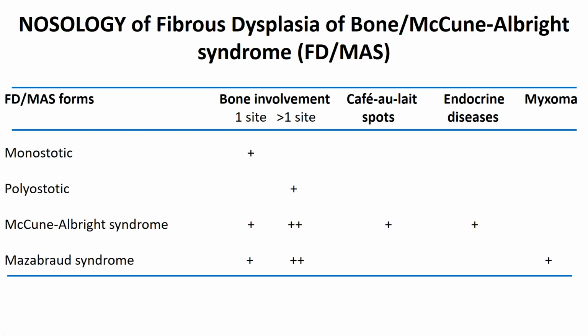First of all, I would like to make a brief statement on the nosology of the disease, because in rare diseases, you often have the name of those who have described the disease, and there are often several names of the disease. At the FD/MAS consortium, which is an international consortium working on this disease, we have agreed to change the name a little, so that now it's fibrous dysplasia of bone / McCune Albright syndrome, because it's the same disease.